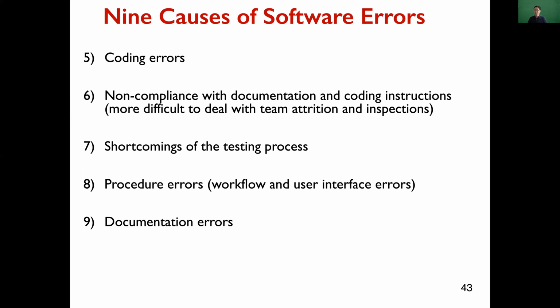The seventh cause is shortcomings of testing resources. Insufficient testing may lead to bugs in production. The eighth category is procedural errors. A misleading user interface may lead to user confusion and mistakes. Number 9 is documentation errors. If the documentation is different from what is actually in the source code, that is incorrect documentation. So these are the 9 causes of software errors.